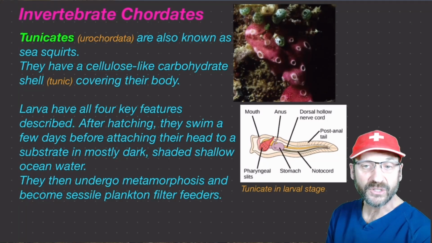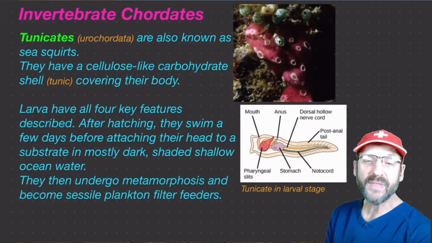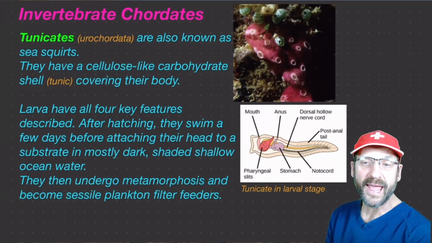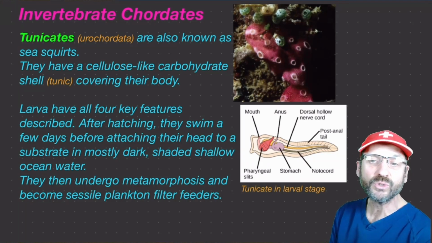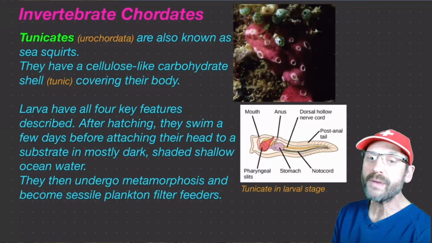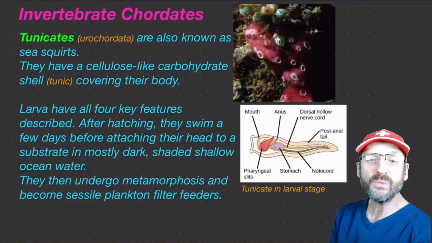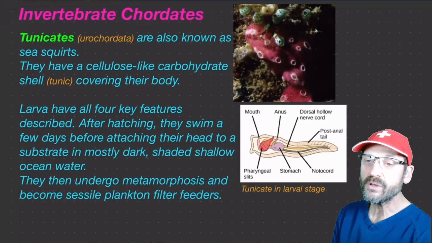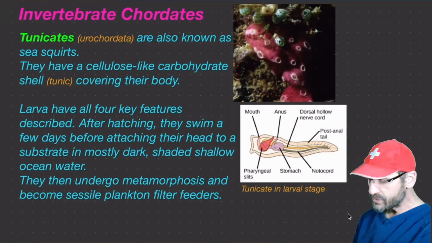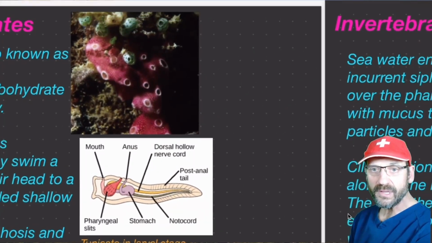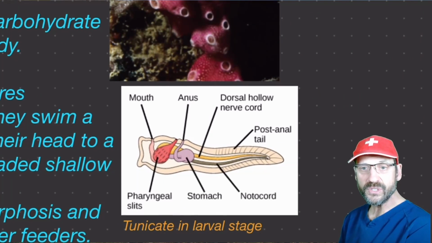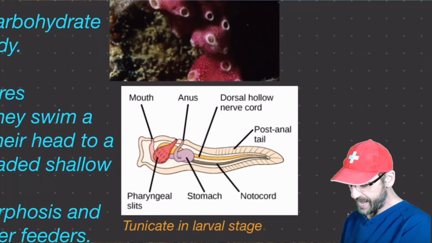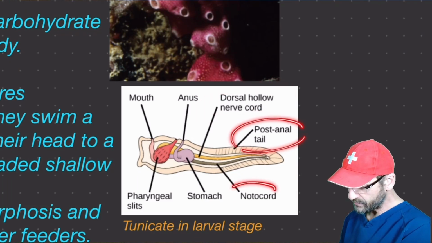After hatching, they swim a few days. Then they attach their head to a substrate, which is mostly a dark, shaded, shallow ocean water area. Then they undergo metamorphosis and become sessile plankton filter feeders. What you see here is a few of them in the sessile stage colony. And down here you see the larva stage. You see the pharyngeal slits, the nerve cord, the tail, and the notochord.